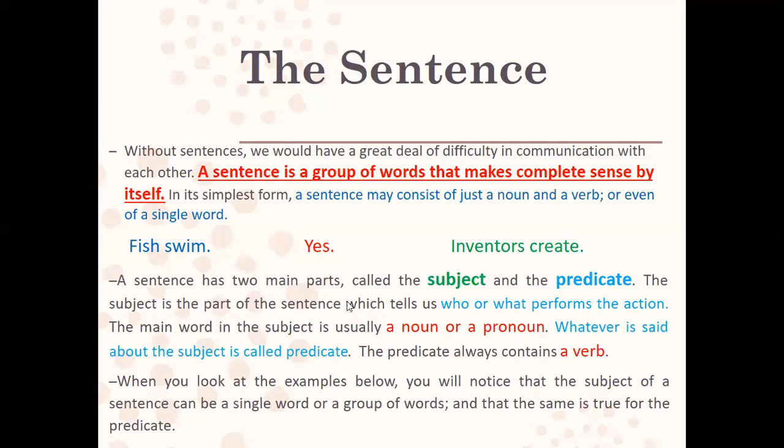These are some identifications for the predicate and for the subject. You can easily identify them through this information. When you look at the example below, you will notice that the subject of a sentence can be a single word or a group of words, and the same is true for the predicate. Let's move forward.